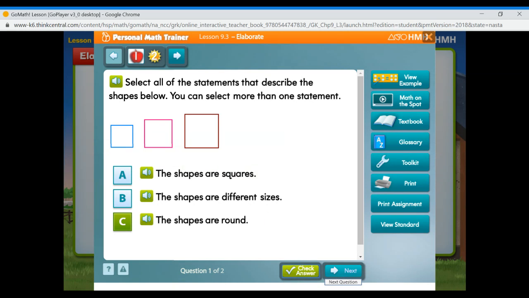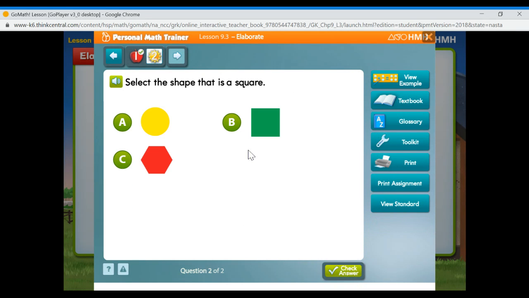You think we can do one more? I think we have time for one more. Let's see. All right, select the shape that is a square. Keep looking out for those 4 sides of equal length and 4 corners. This shape here is round and has no sides. Definitely not choice A. Choice B does have 4 equal sides and 4 equal corners.